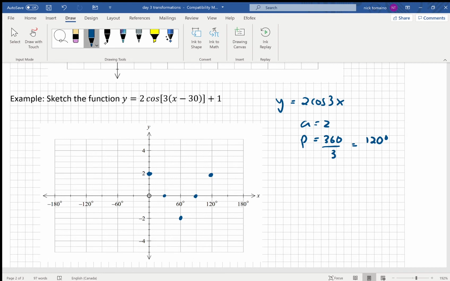And now we are going to move each point right 30 and up 1. And if we notice my scale, it goes by 30s. So we're going to go right 30, up 1, for each of the five points. And there is one cycle of a cosine curve. Okay, and again, it just continues on in both directions.